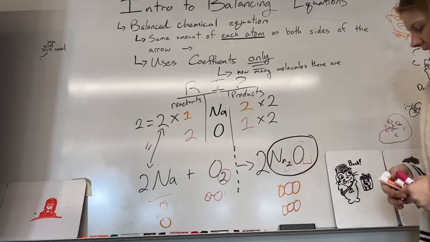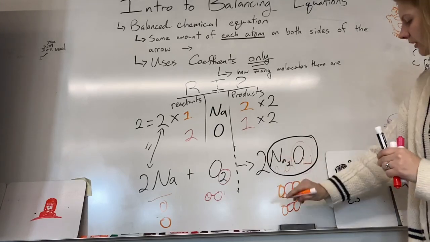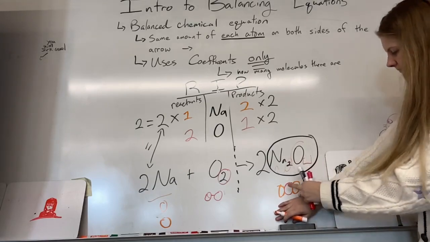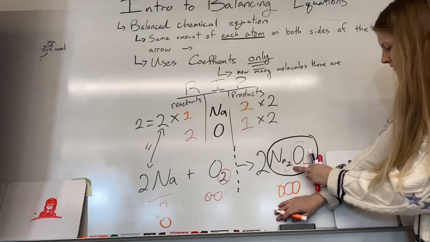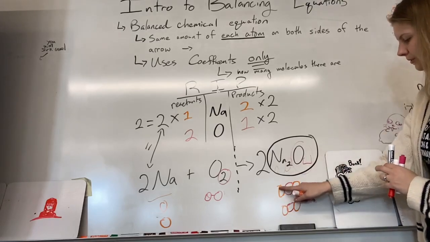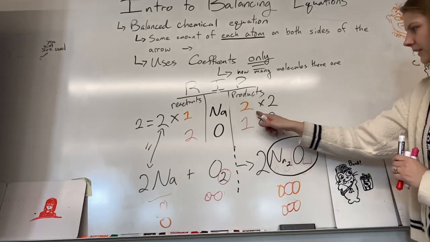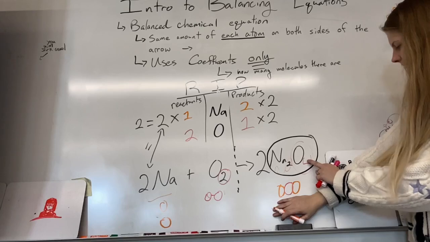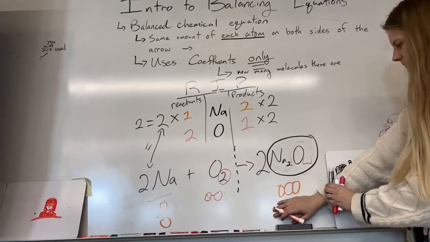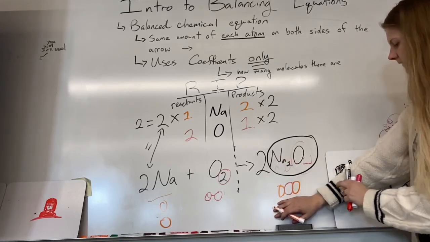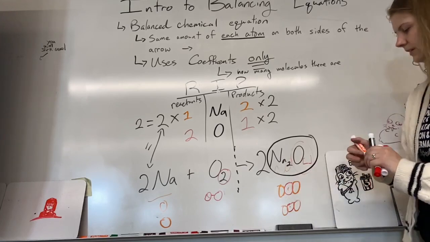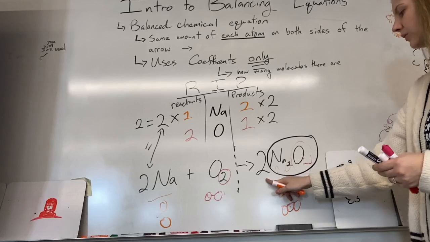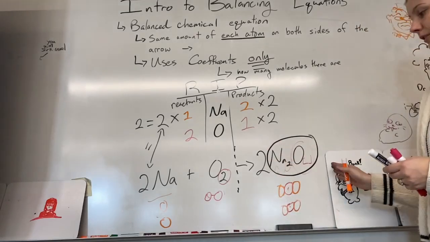We can see that math if we count it out. We started with just 2 sodium. What's 2 times 2? 4. 1, 2, 3, 4. So that's where this is coming from. Same thing with oxygen. We started with just the 1 oxygen here. 2 times 1 is 2. 1, 2. So putting the 2 in front multiplies everything after the 2.